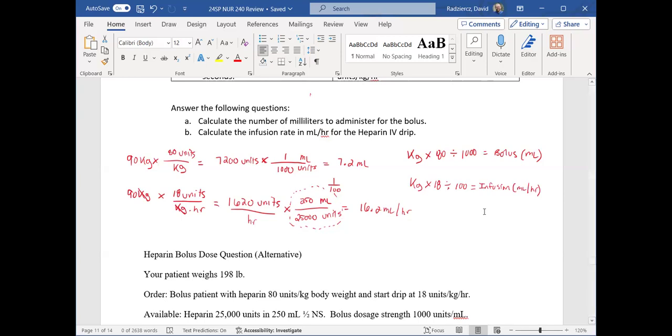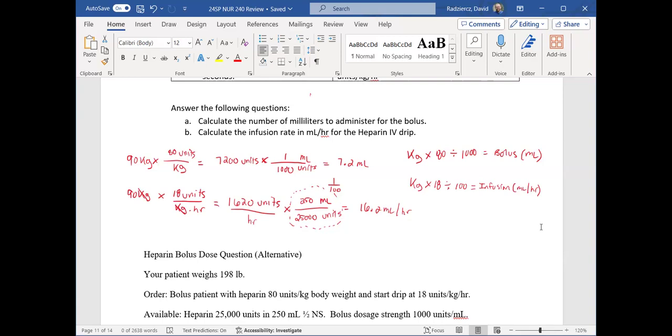All right, so that was the big obnoxious heparin protocol. And then I gave you some shorthand ways to answer these questions. But let me know if you have any other questions, anything from the previous 30-something questions you have here. Go ahead, Natalia.